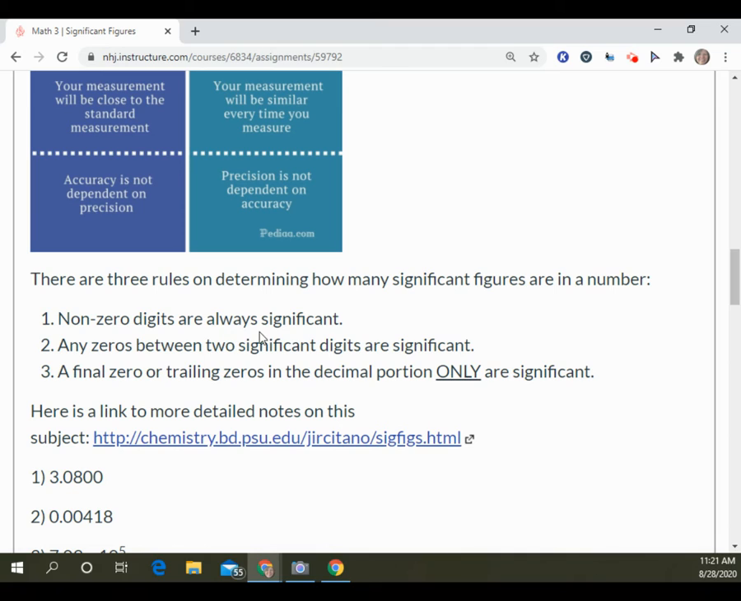Non-zero digits are always significant. Any zeros between two significant digits are significant. And a final zero or trailing zeros in the decimal portion only are significant.